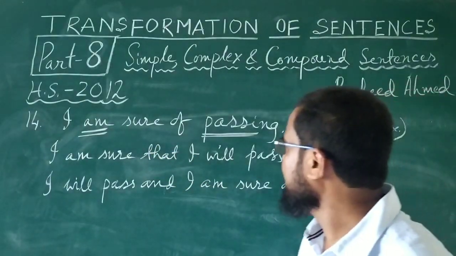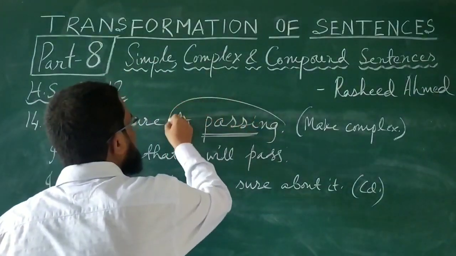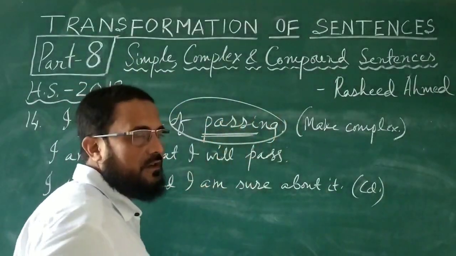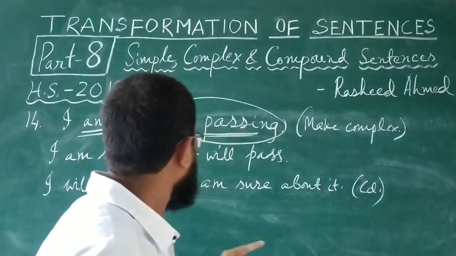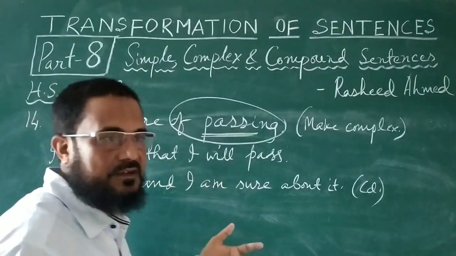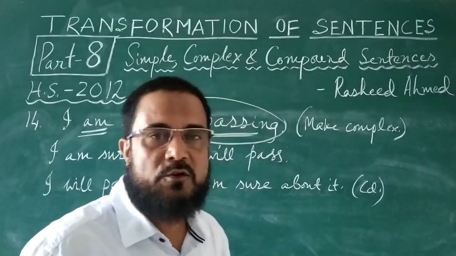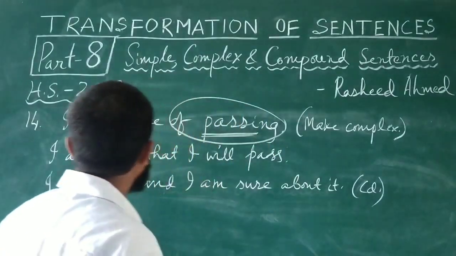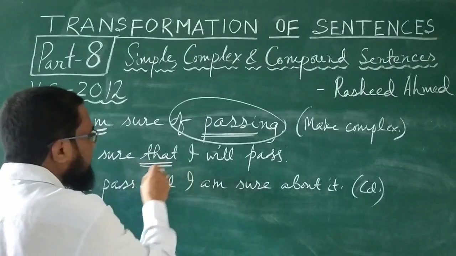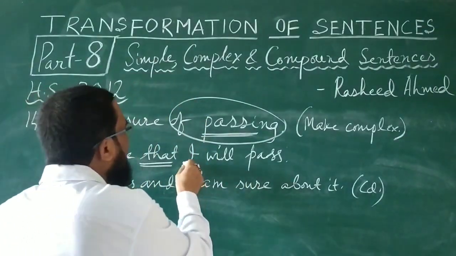This means that of passing, this phrase should be changed into a clause. It means there should be a finite verb and a subject, and then the sentence will have 2 finite verbs, 2 subjects, 2 clauses, one main clause and one subordinate clause. Then it will become a complex sentence. I am sure of passing. I am sure that. This that is common in complex sentences. I am sure that I will pass.